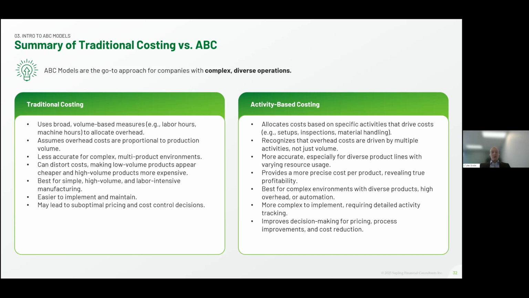Organizations with diverse product lines with varying resource usages are such an example where traditional costing falls short, leading to suboptimal pricing and cost control decisions. The ABC method, on the other hand, provides a better estimate of the proper cost allocations for these types of enterprises, enabling stronger decision-making for pricing, process improvements, and cost reduction based on analysis that's grounded in sound data and allocation drivers that are aligned with the processes of the organization.